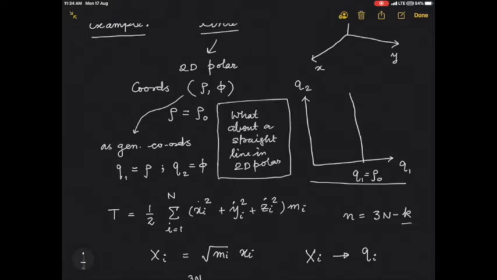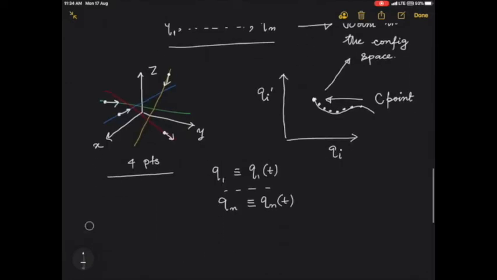This is a question for you. If I have a 2D polar coordinate system, first you have to write down the straight line in the 2D polar coordinate system, and then figure out how it looks in the configuration space, where you take your horizontal axis as rho and the vertical axis as phi.